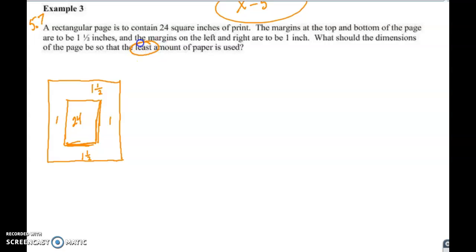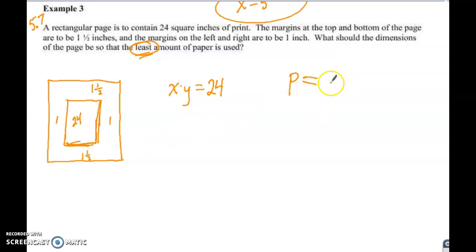And now we are minimizing something. We want the least amount for the entire paper. So if I were to come up with an equation, I would start with X times Y, length times width, has to equal 24. Then if I want to minimize the piece of paper, first I need to come up with an equation. Let's say I'll use P for paper.